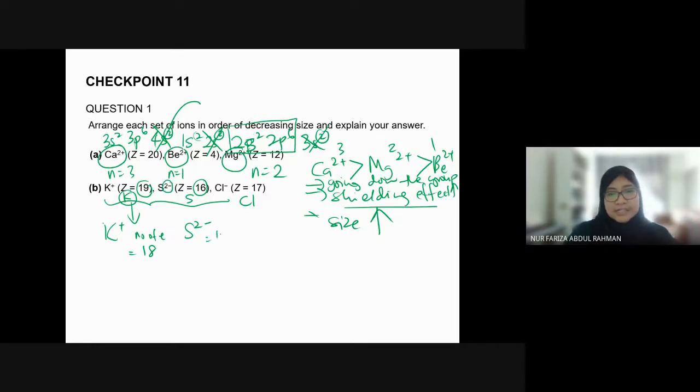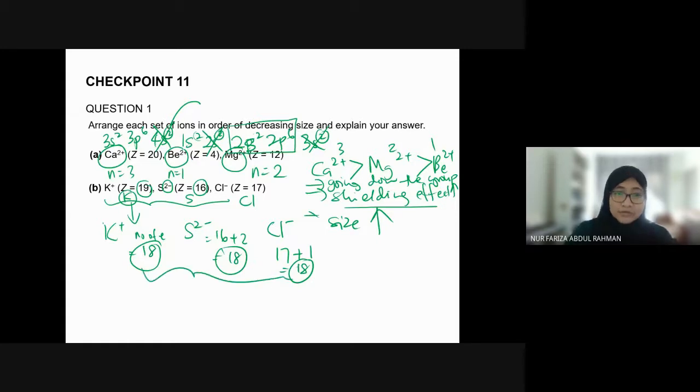So 16 plus 2 would be 18. Okay, chlorine also becomes chloride. So it accepts 1 electron, so Cl minus. So 17 plus 1 is equal to 18. See? Nampak tak? Baru you nampak that the number of electrons are the same. Therefore, they are all isoelectronic with one another.